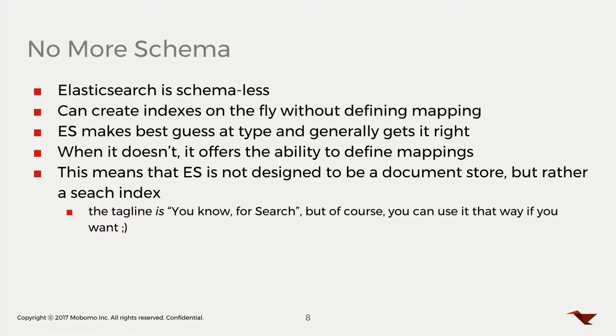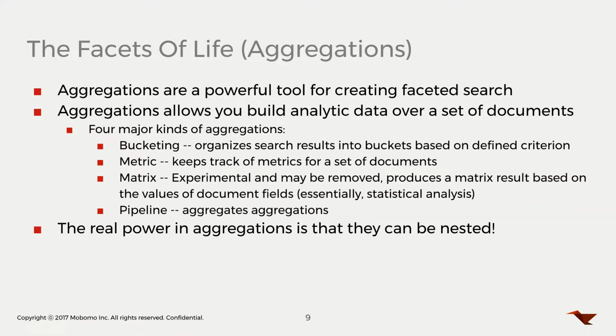However, it's not a perfect engine, so every so often it won't get it quite right. And the upside to that is that you can define mappings on your own if you wish. So if you do want to set up a schema, you're more than welcome to do so. One of the things that this means, though, is that Elasticsearch is not designed to be a document store because it's not immutable. It is a search engine. The title is "for search." That's its tagline. But you can obviously use it however you wish. Please ignore the winky face.